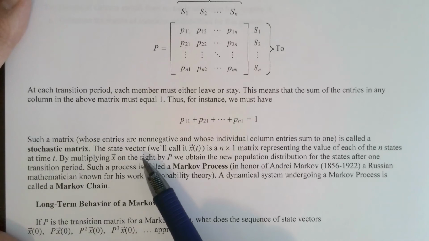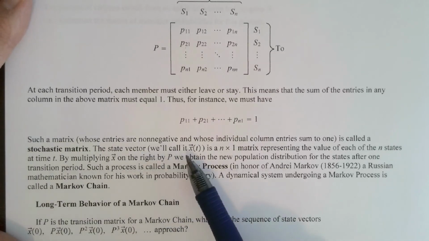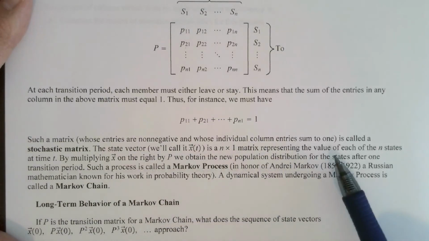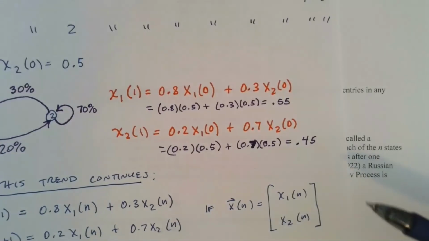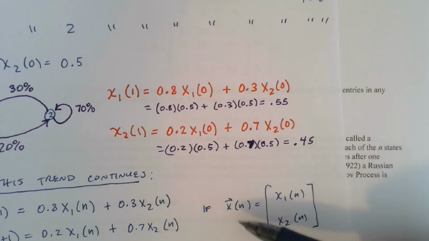The state vector, we'll call it x of t, is the n by 1 matrix representing the value of each of the n states at time t. So my state vector for our example was this: the values of the viewer 1 share and viewer 2 share.